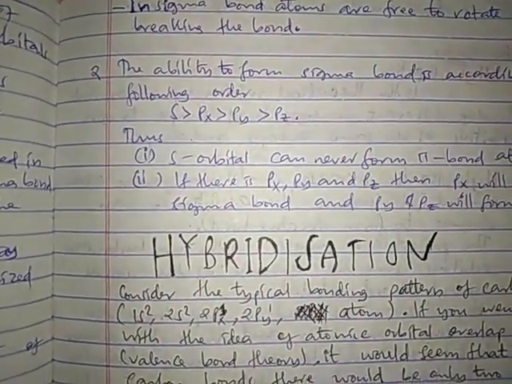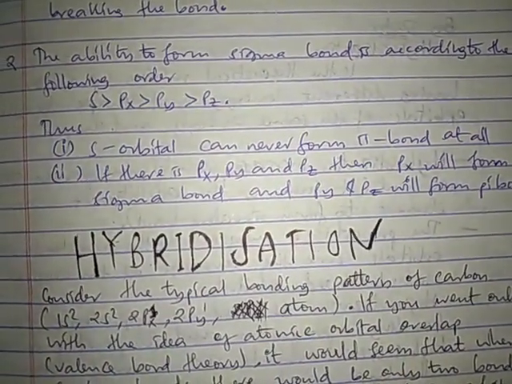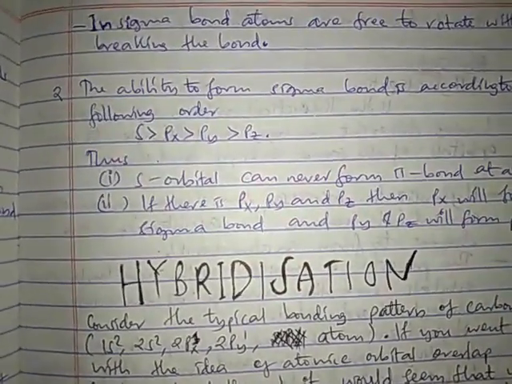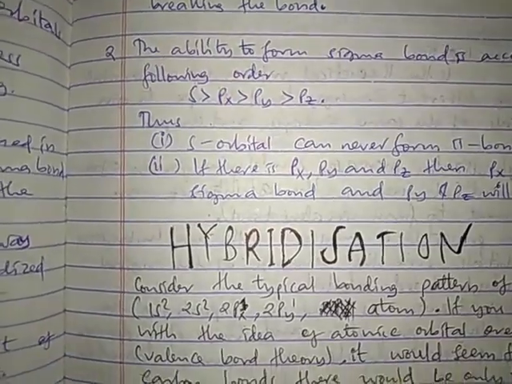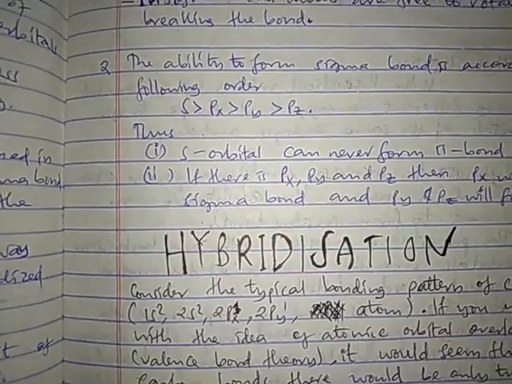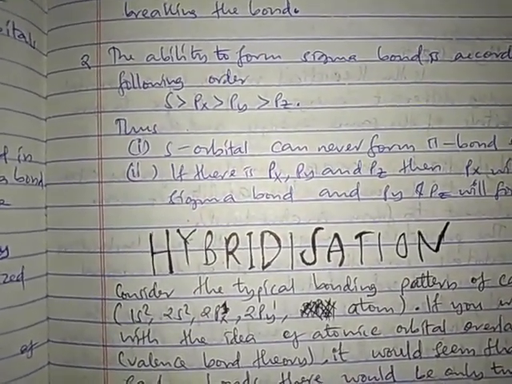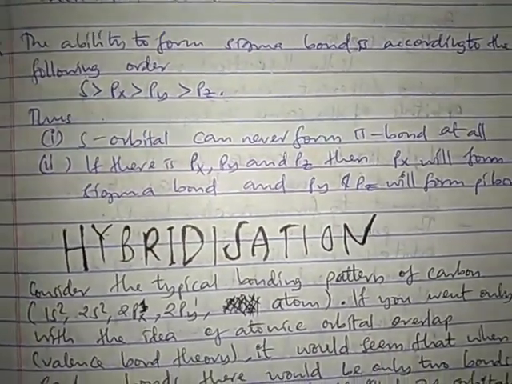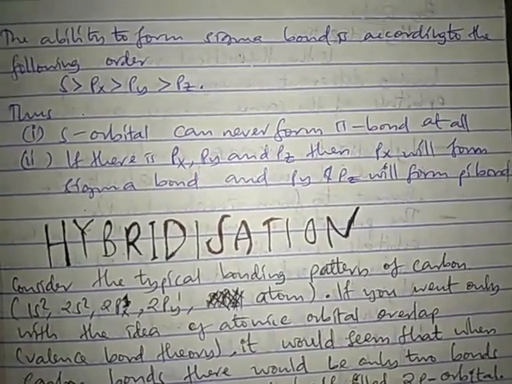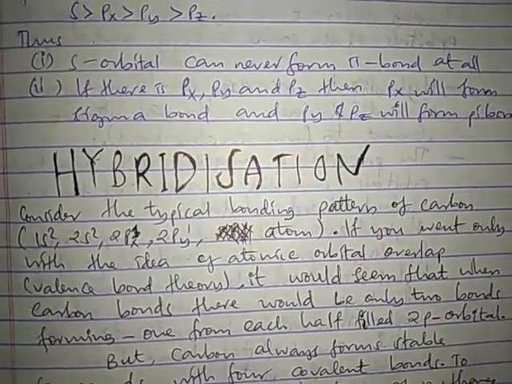And the last tip to note here, the ability to form sigma bond is according to the following order. S has great ability to form sigma bond, then px, py, and pz. Thus, s orbital can never form pi bond at all. If there is px, py, and pz, then px will form sigma bond, and py and pz will form pi bond. So in the next video we shall discuss hybridization.